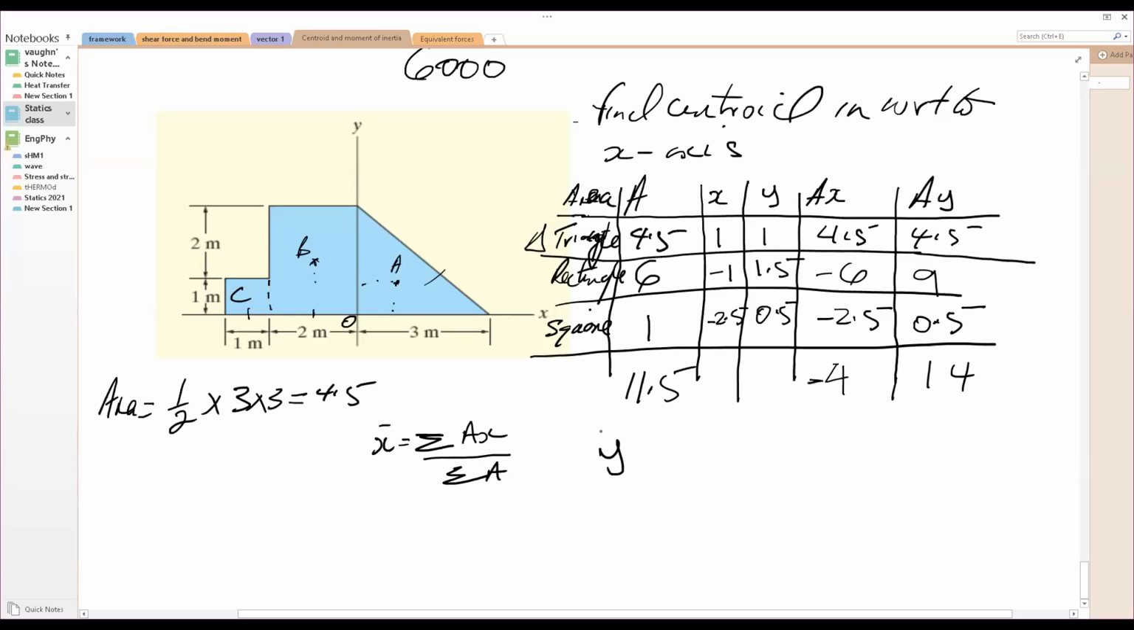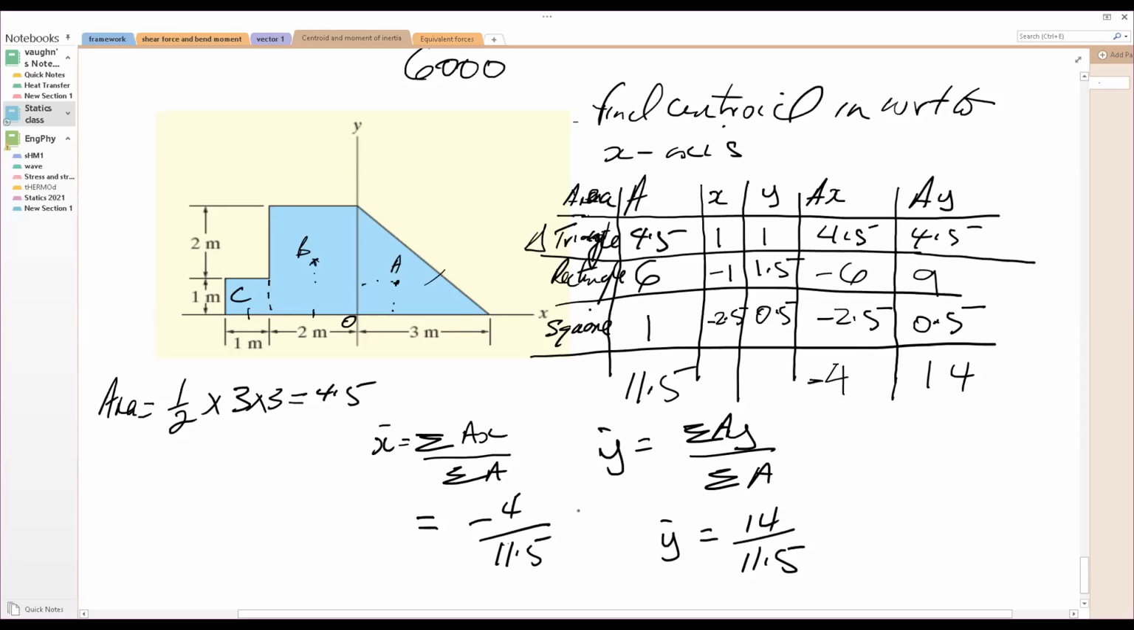And y bar is what now? It is the sum of area times y over the sum of area. So for this one, you look into this column and it's -4 upon the total area, which is 11.5. Somebody can work that out, and this y bar is equal to 14 upon 11.5.